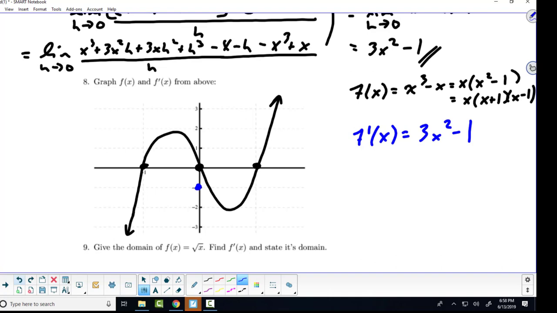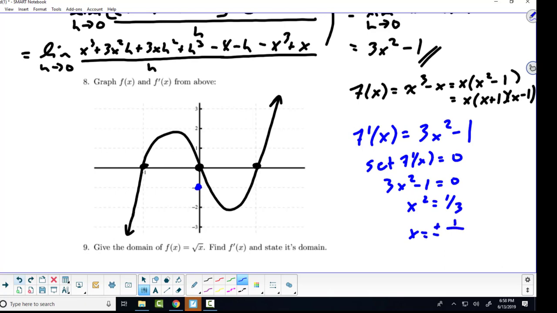If I wanted to find the zeros, I would set f prime of x equal to 0. That would happen when 3x squared minus 1 equals 0. That happens when x squared is equal to 1/3, or when x is equal to plus or minus 1 over the square root of 3. I did that fast. All I did was solve an equation, folks. 1 over the square root of 3 is approximately 0.57. So that would be right about here and right about here.